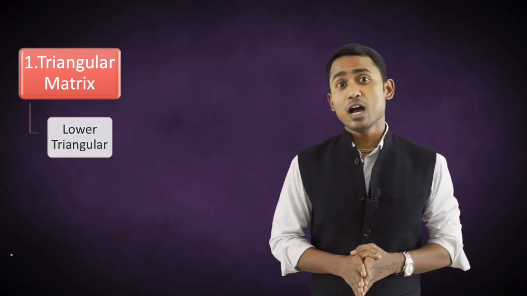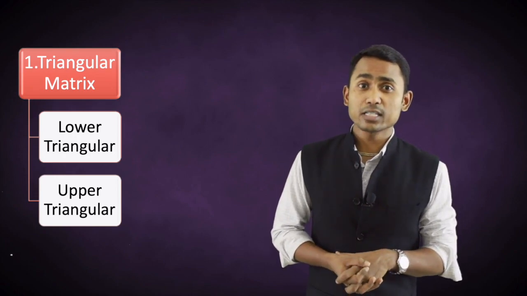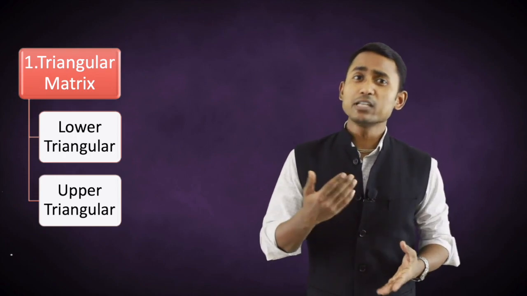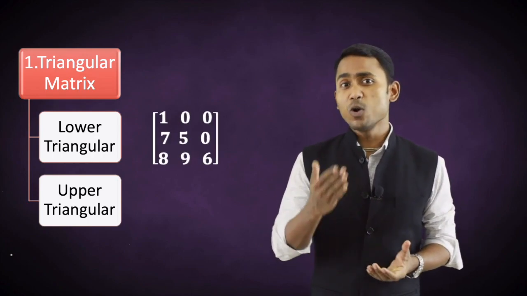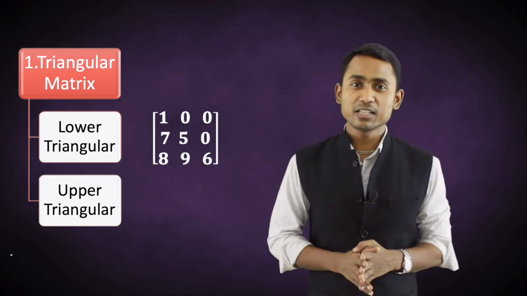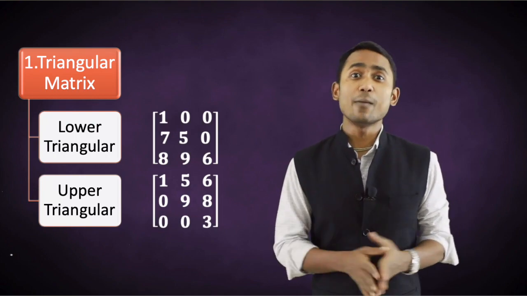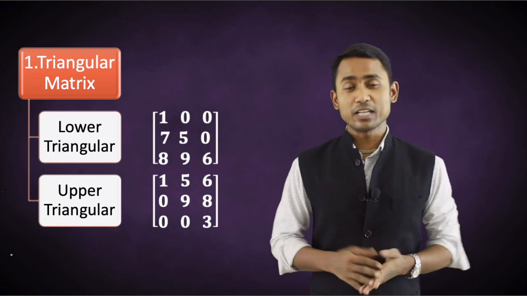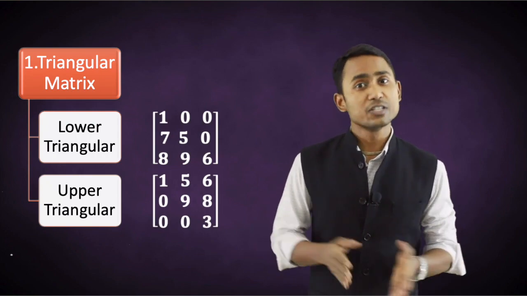So first one is triangular matrix. These are of two types: lower triangular matrix and upper triangular matrix. So what is a lower triangular matrix? A matrix which has elements only in its lower triangular part, which means above the diagonal all the elements are 0. Opposite of this is the upper triangular matrix. A matrix which has elements only in the upper triangular part of the matrix. So as you can see, the elements below the diagonal elements are 0.